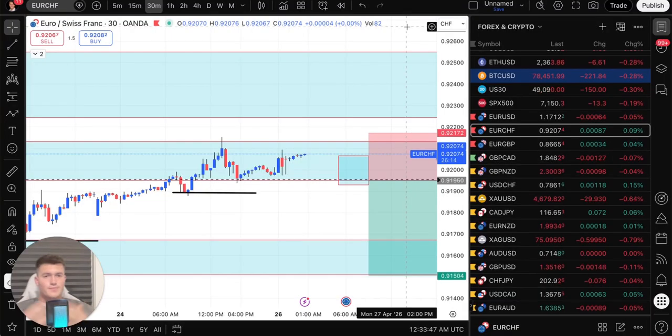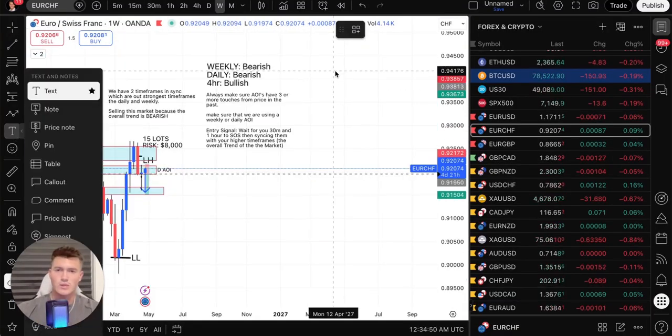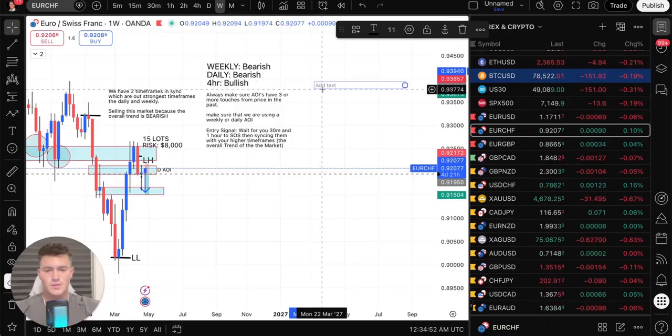And if you miss it, don't worry. There's always more opportunities in the market. So I'm going to make you guys a quick little checklist here. So, checklist for high probability setup.